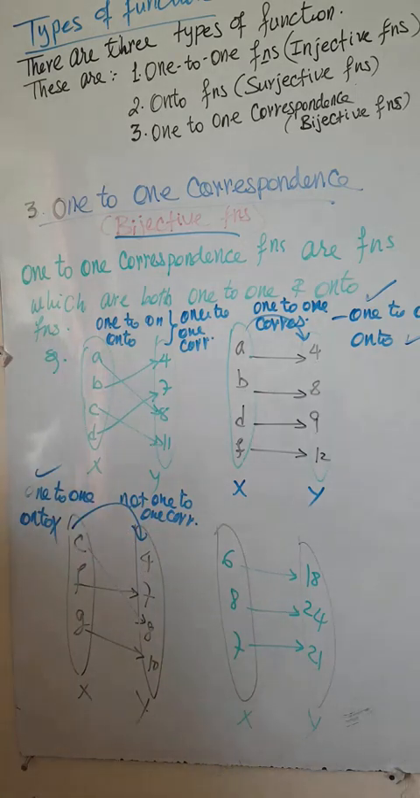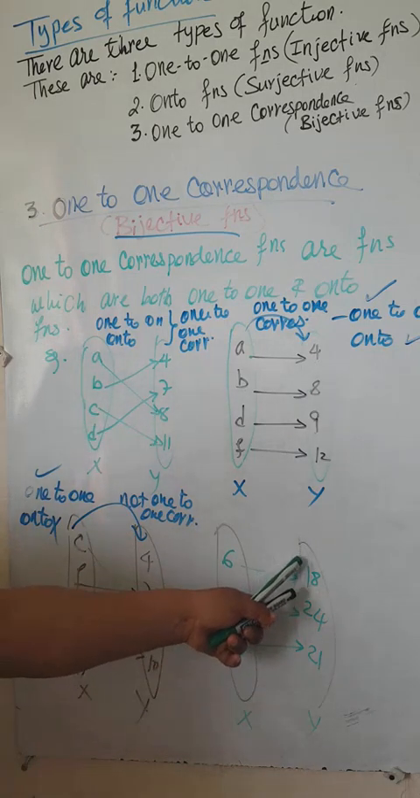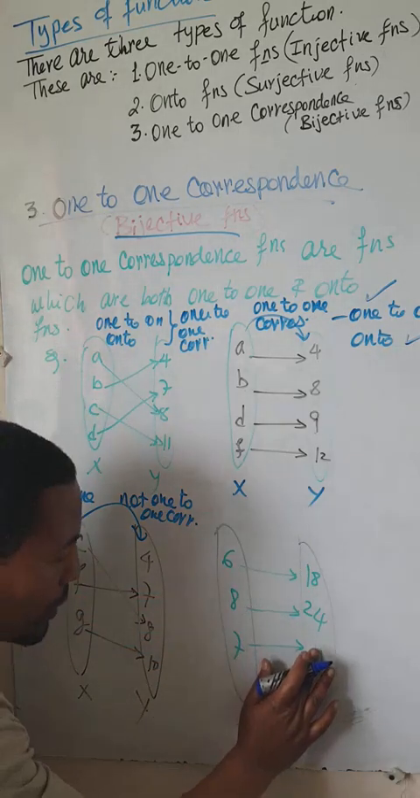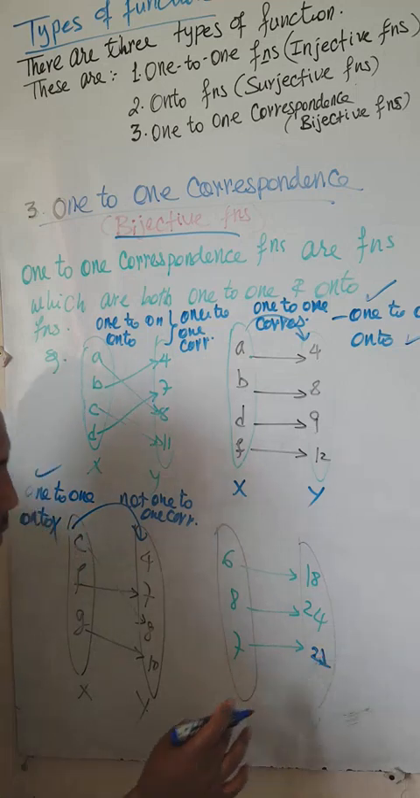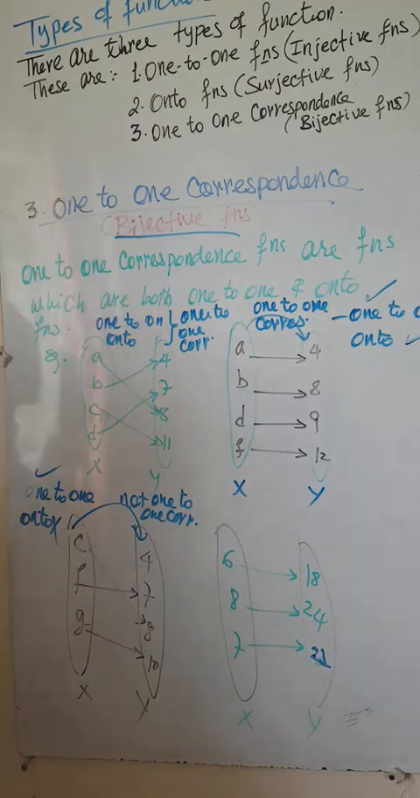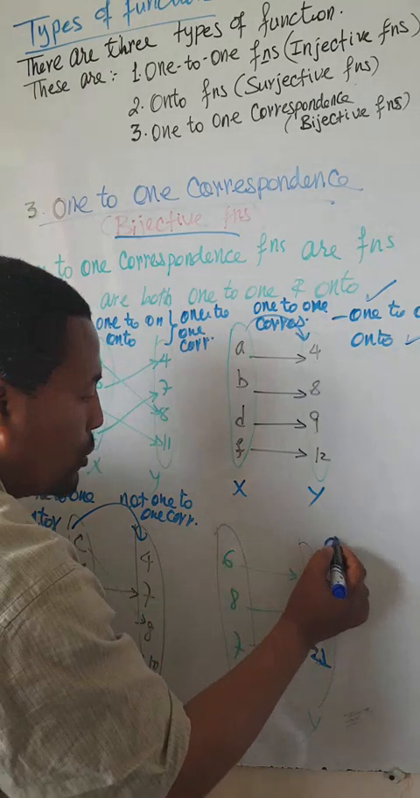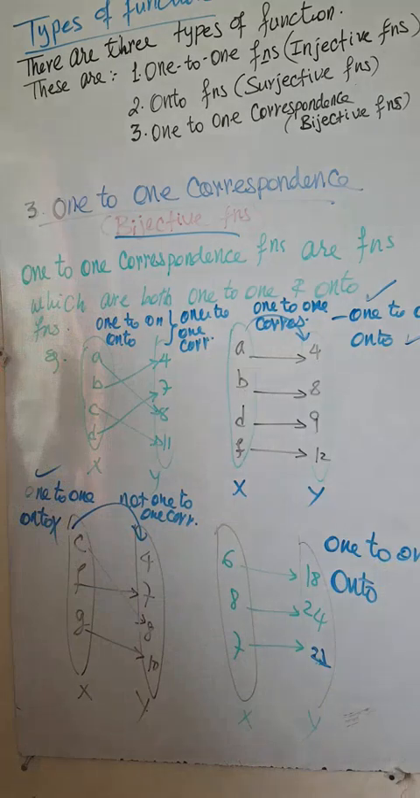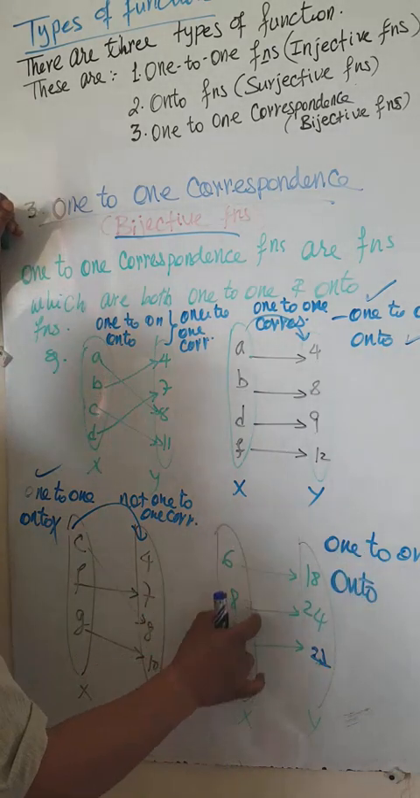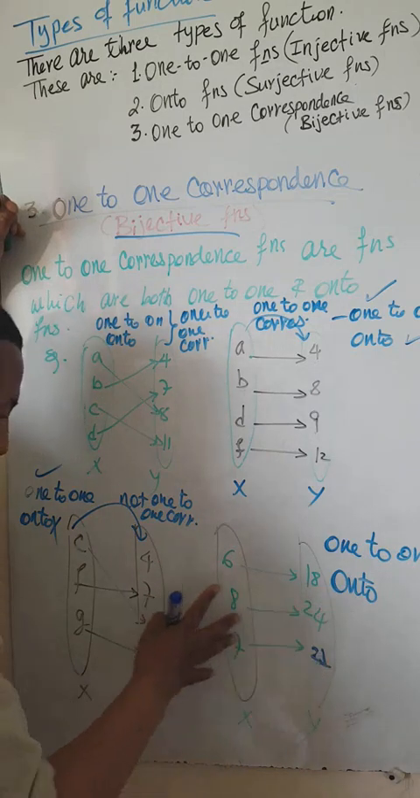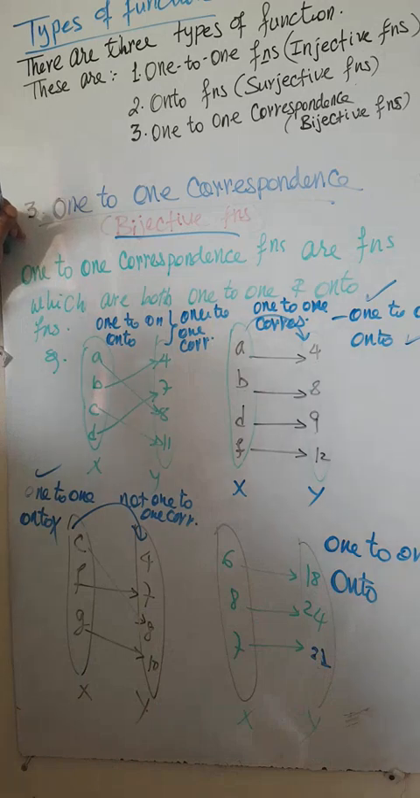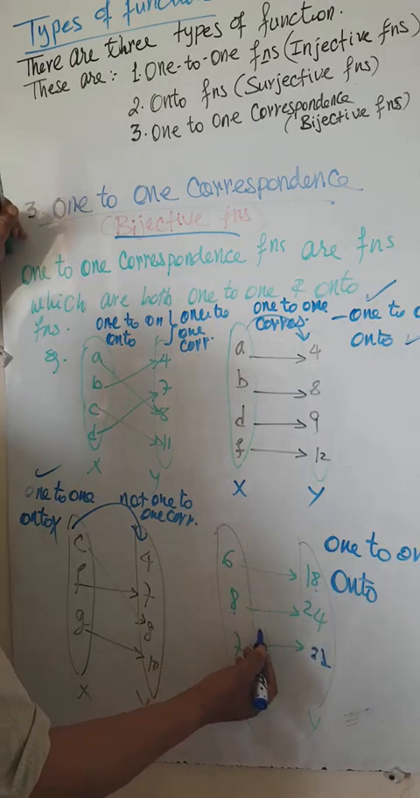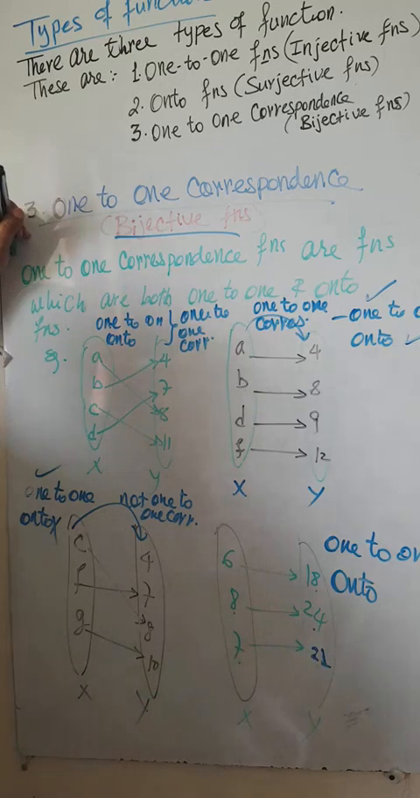Very good. Let's look at the next one. On this side there are 6, 8, 7, and on this side 18, 24 and 21. Now, we check whether this function is bijective, a one-to-one correspondence. First we check that it is one-to-one, then we check that it is onto. If both are satisfied, then the function is bijective. When we check one-to-one, we see whether the elements in x have a distinct image. 6 has an image 18, 8 has an image 24, 7 has an image 21.